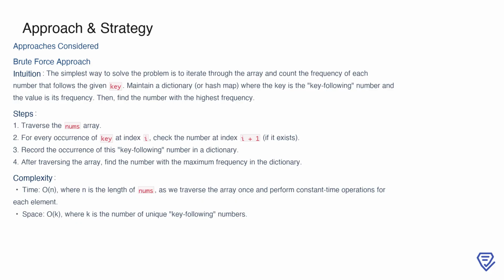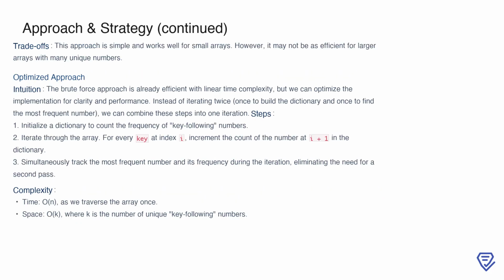Once the array is fully traversed, the next step is to find the number with the highest frequency in the dictionary. This approach is efficient, as it only requires a single traversal of the array, giving it a linear time complexity of O(n). The space complexity is O(k), where k is the number of unique key following numbers, since we need to store these counts in the dictionary. The brute force approach is effective for smaller datasets, but it can be improved to handle larger arrays more efficiently.